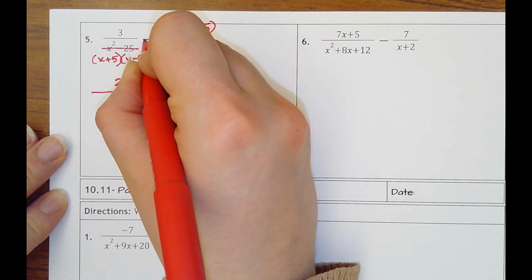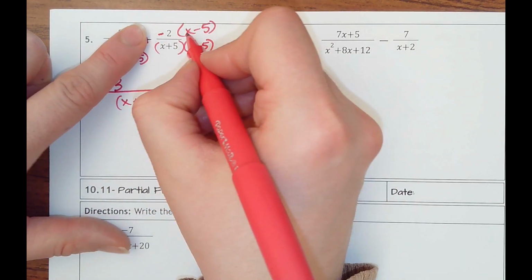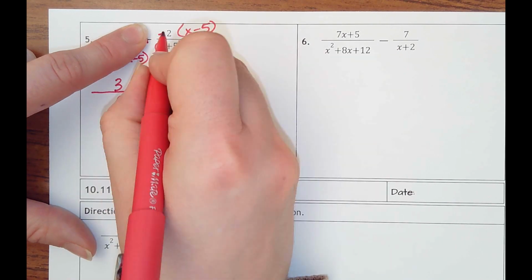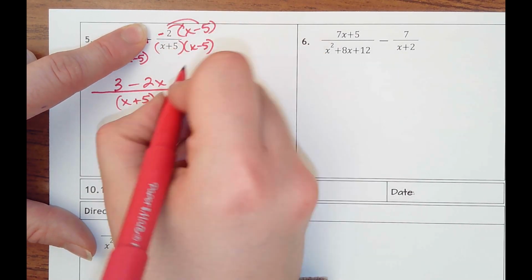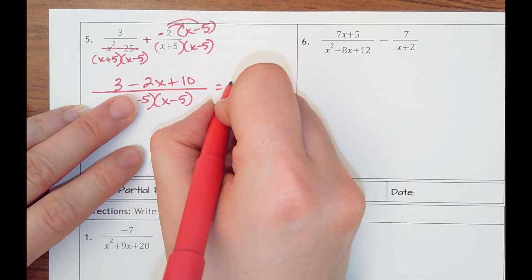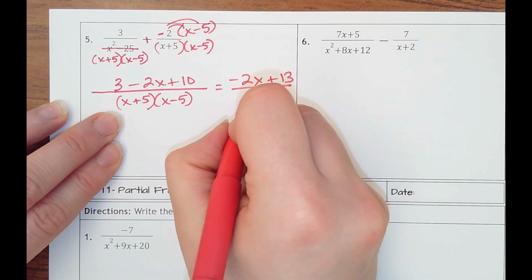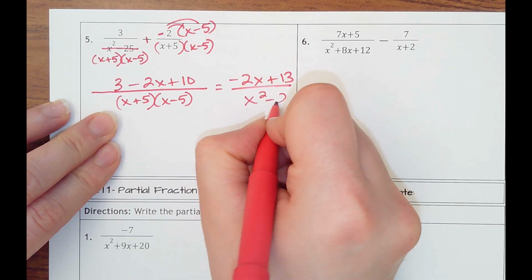And remember, this is a negative 2, so I'll go ahead and float the negative up. Negative 2 times x is negative 2x, and negative 2 times negative 5 is positive 10. And so my top would really be negative 2x, 3 plus 10 is 13, over this is really x squared minus 25.